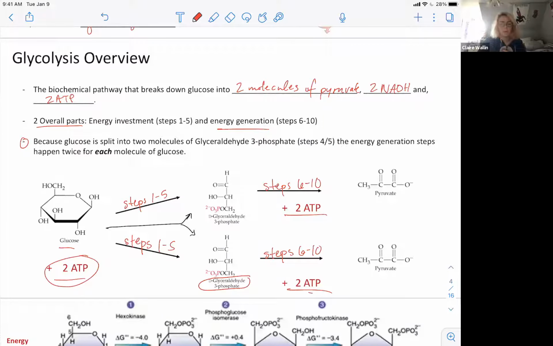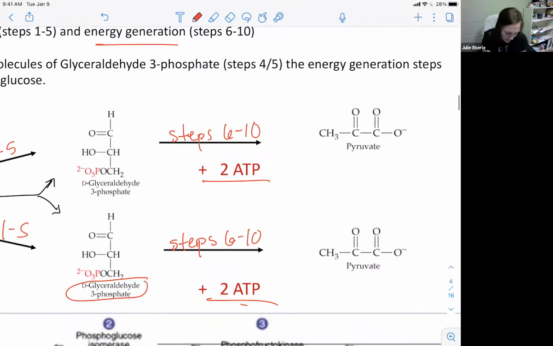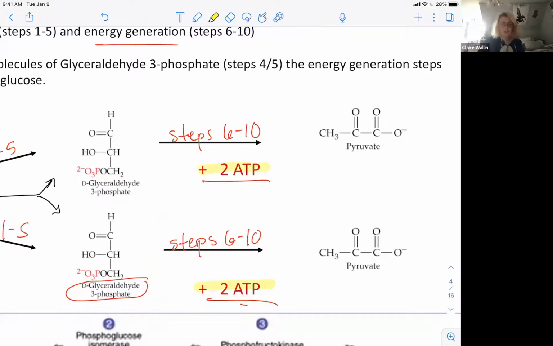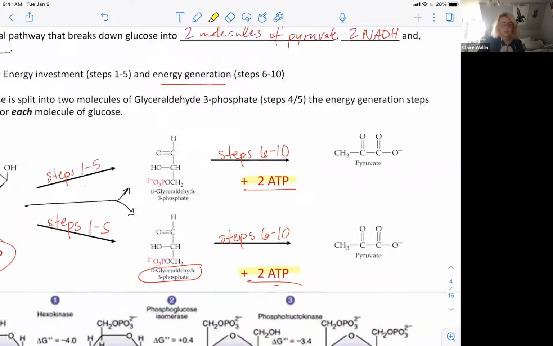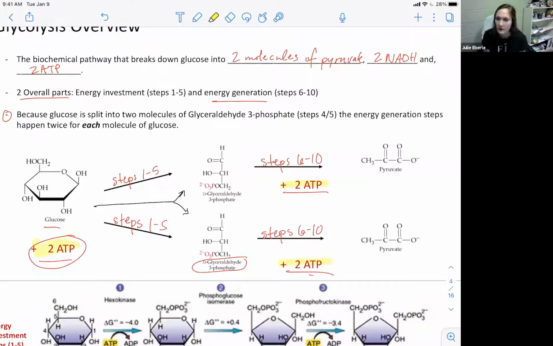Wait, so on the product side, sorry, I think I'm just going to restate what you just said, but on the product side, we get 4 total. Yes. Is that what you're saying? Okay, yeah. 2 ATP for each molecule of glyceraldehyde 3-phosphate that's converted to pyruvate. Okay. So we produce 4 molecules. It's just that we had to invest 2 to begin with. Mm-hmm. So we get a net yield of 2.